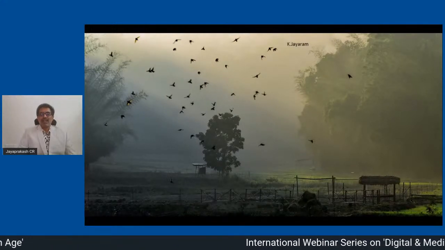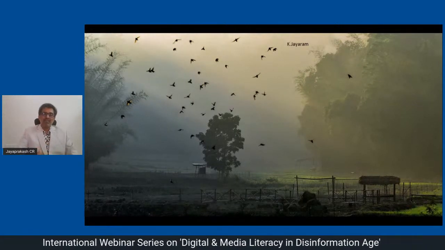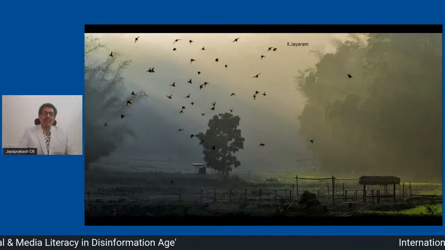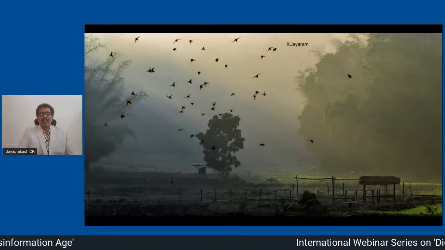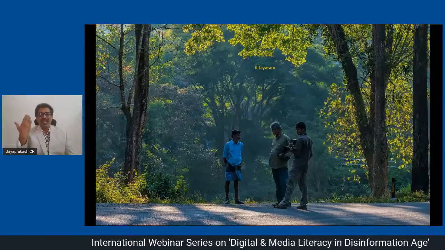I'm not qualified enough to comment on a mentor's picture. No, this is the lesson. This is the theory, a pictorial example. Another one. So you needn't travel a lot to take those pictorials. You can have it anywhere.